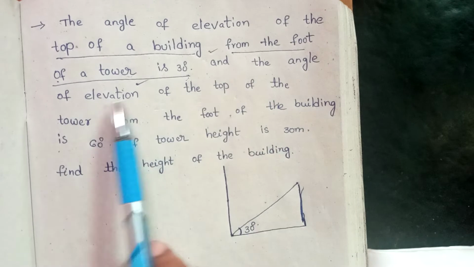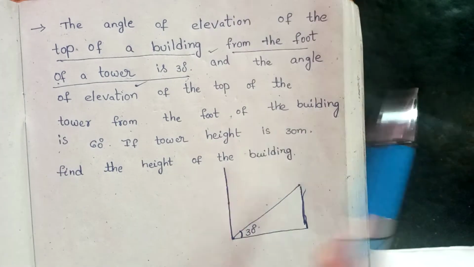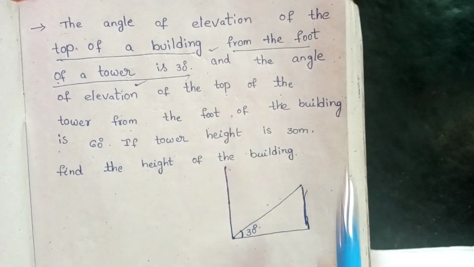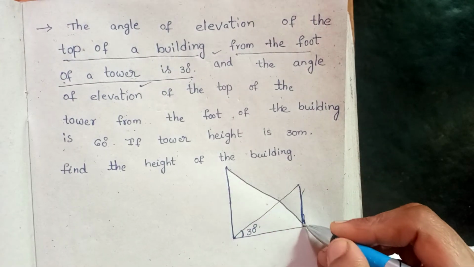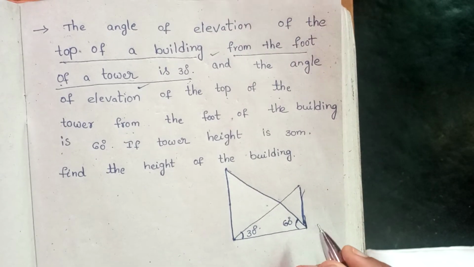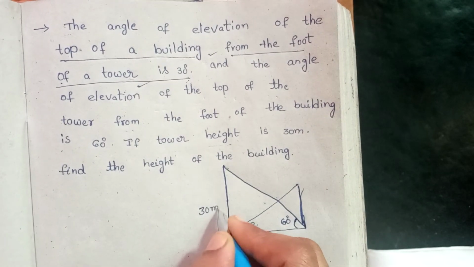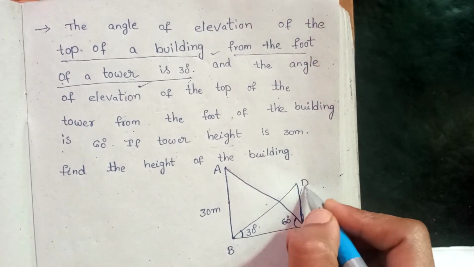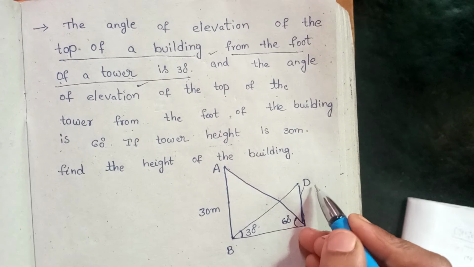Next, the angle of elevation of the top of the tower. That means here to here. From where? From the foot of the building. Foot of the building is this point. Is how much? 60 degrees. This is 60 degrees. If the tower height is 30 meters, A, B, C, D. Here, find the height of the building. That means we have to find this one.